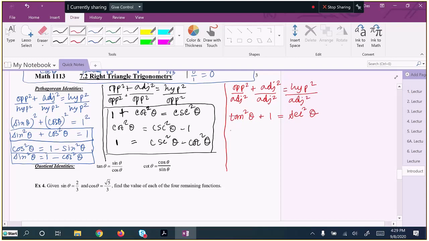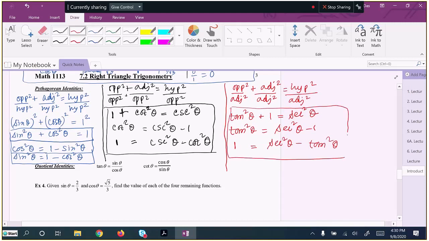Do the same thing. Subtract 1 from both sides. So you get tangent square theta equal to secant square theta minus 1. And subtracting tangent square theta from both sides, you get 1 equal to secant square theta minus tangent square theta. So depending on the problem, we will be using one of these three equivalent forms of the same Pythagorean identity. So far, we have described 9 different Pythagorean identities: 3 involving sine and cosine, 3 involving cosecant and cotangent, and 3 involving tangent and secant.